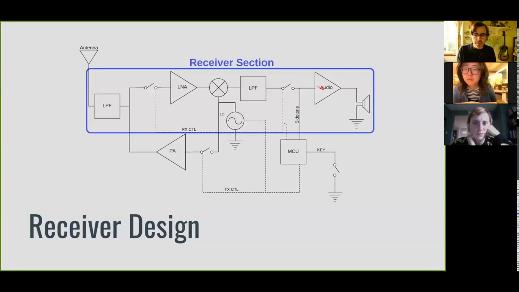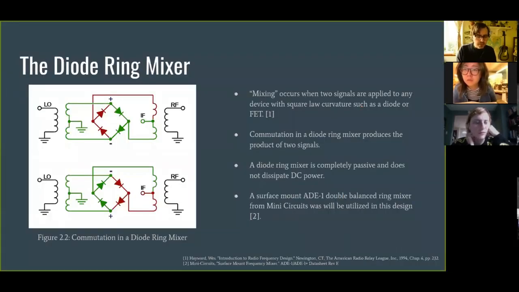Then we'll have to amplify that with a little audio amplifier into a speaker so we can actually hear the tone that we're looking to hear. So this was the diode ring mixer. It's basically just a small ring of diodes that produce the product of two input signals.